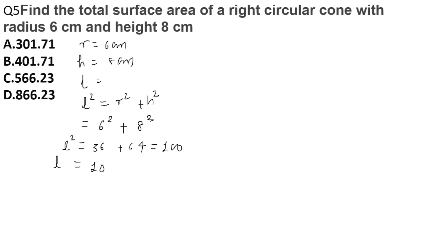To find the total surface area of the cone, we first need the curved surface area. One thing to keep in mind always: in the curved surface area we are not including the area of the circular base. Look here, this is the shape of the cone. Whenever we talk about the curved surface area, we are talking about this particular region only, not the circular base. But whenever we talk about the total surface area, it means the curved surface area plus the area of the circular base.